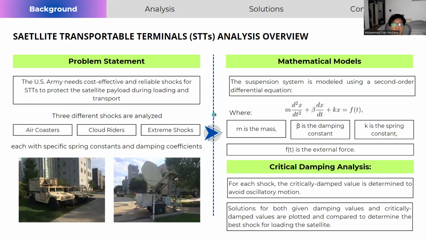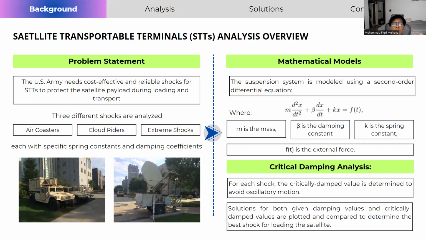Before we analyze, I want to review the problem. The STTS is the Satellite Transportable Terminal, and the first thing is the problem statement. The U.S. Army needs cost-effective and reliable shocks for the STTS to protect the satellite payload during loading and transport. There are three different shocks that we have to analyze.